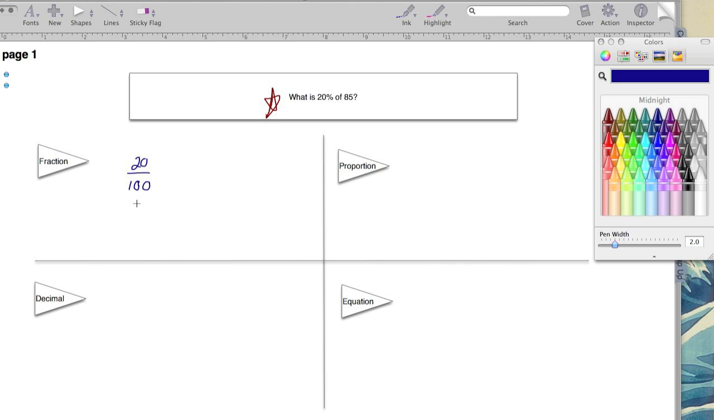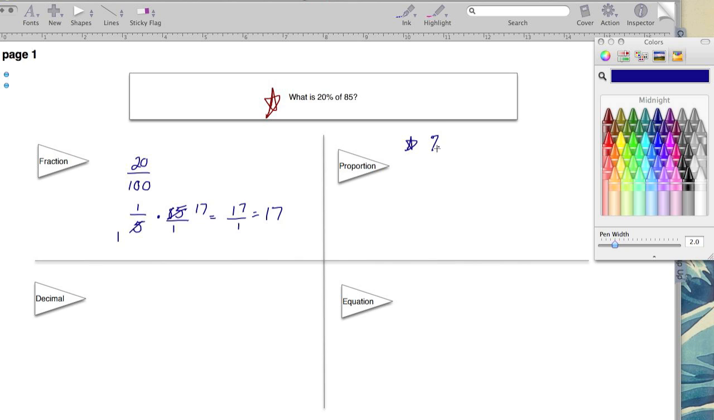Now we can reduce that to 1/5. Okay? Then we say 20% is 1/5, and "of" is to multiply, 85. Okay? And then we just have two fractions we're multiplying, and we're going to go ahead and figure out what our answer is going to be. I see I can cross cancel, 5 goes into 5 once, into 85 17 times, multiply straight across, my answer is 17.